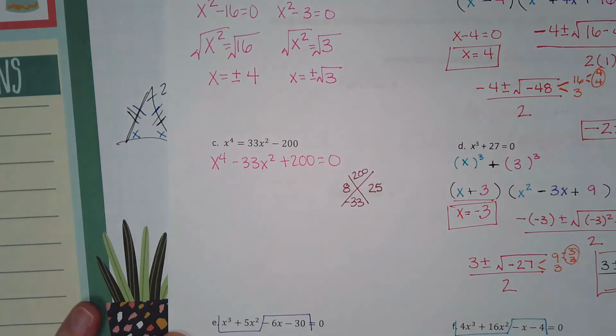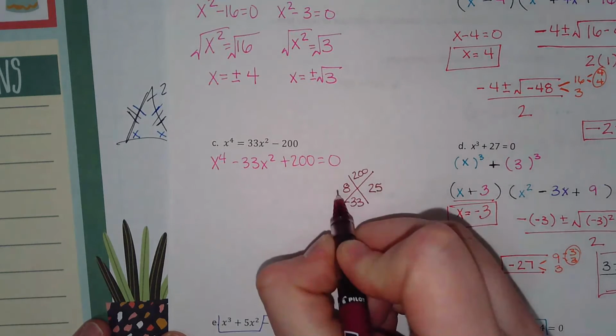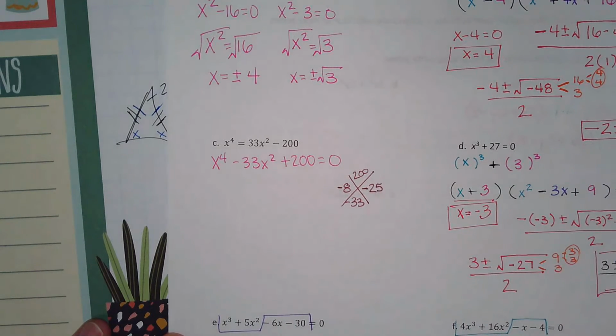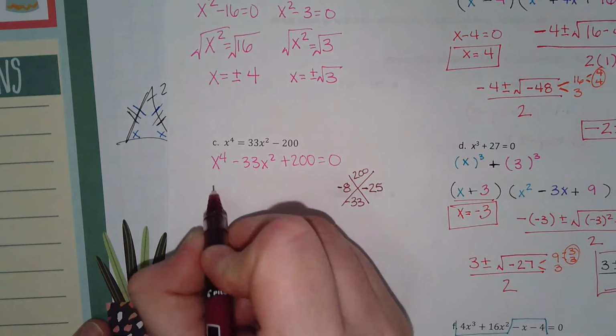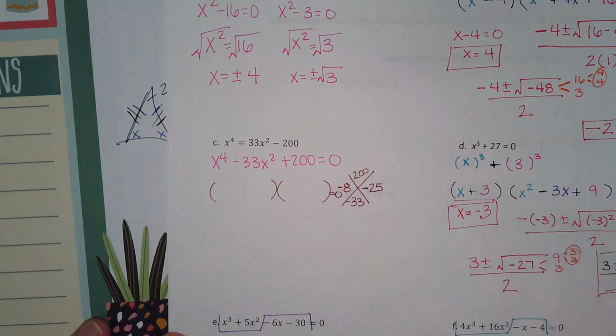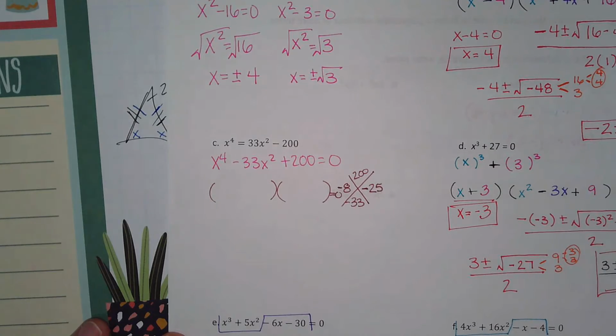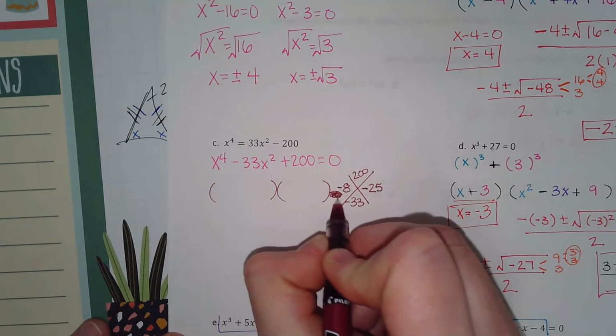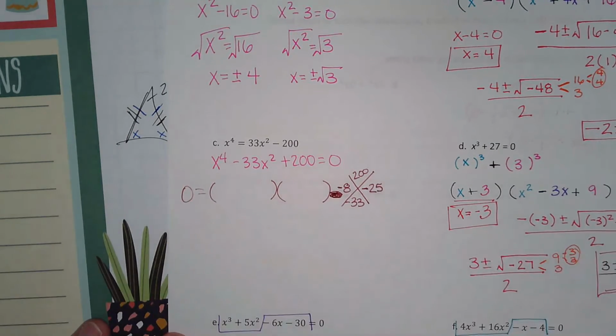They must multiply to get 200, but add up to be negative 33. It's supposed to be negative. Negative 8, negative 25. So, once again, parentheses. This equals 0. Didn't forget it that time. I did, but not as bad. No, I don't like it on that side. 0 equals, there we go.